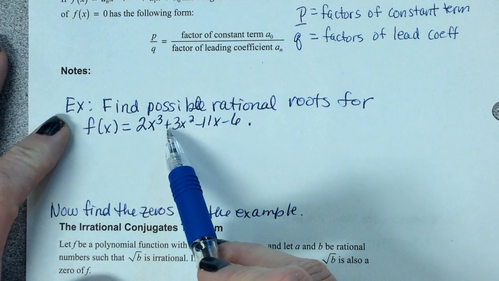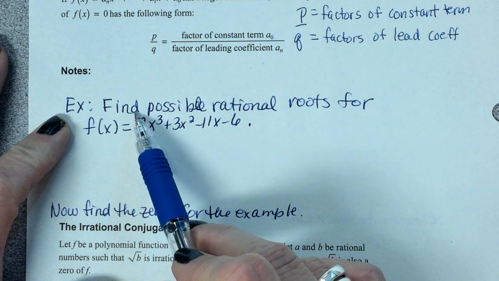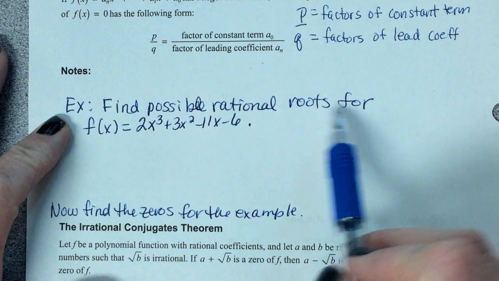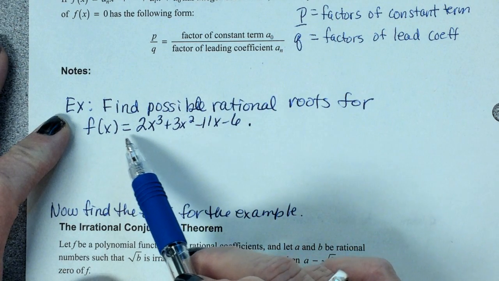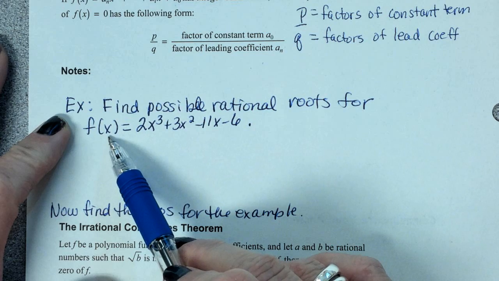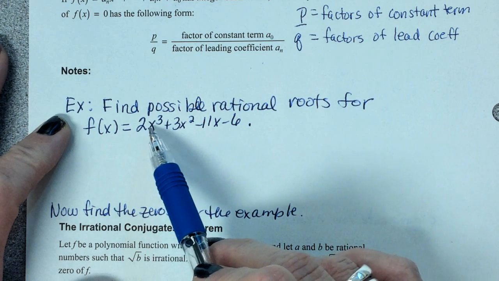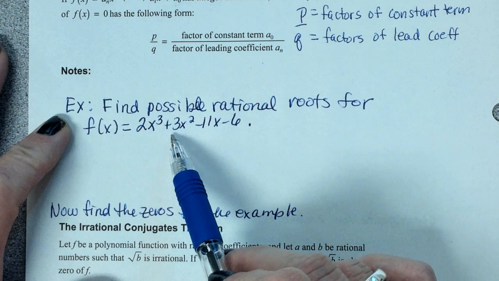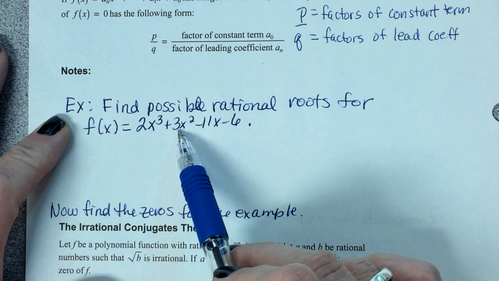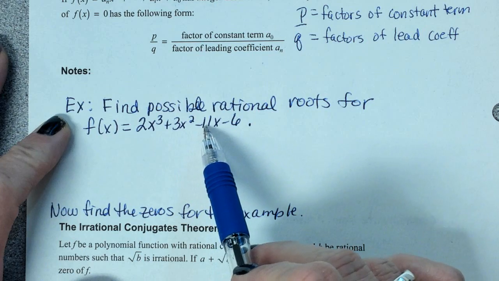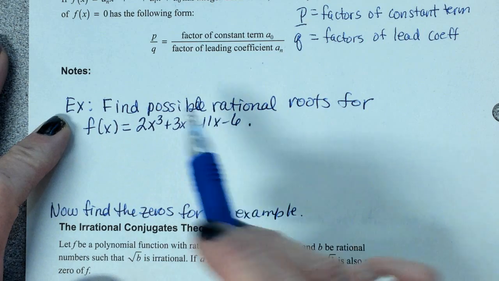So I want you to write down this problem. Find the possible rational roots for f of x equals 2x to the third plus 3x squared minus 11x minus 6.